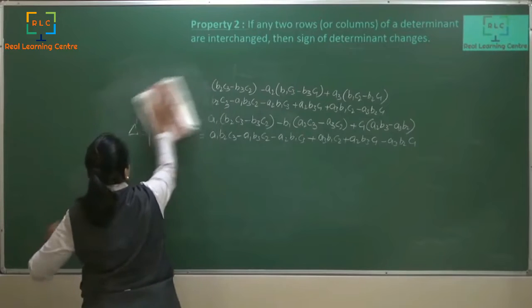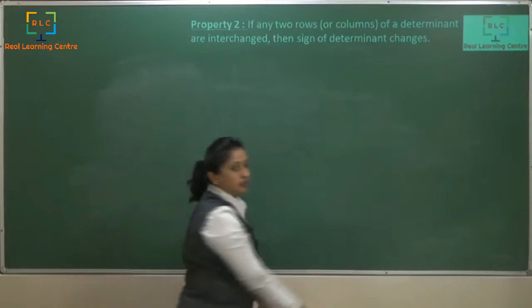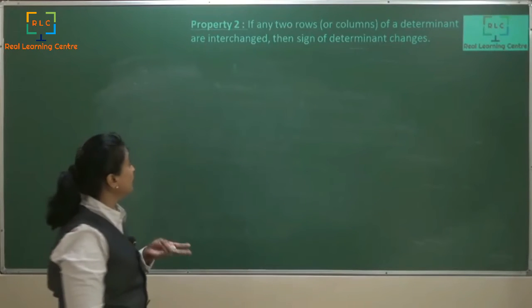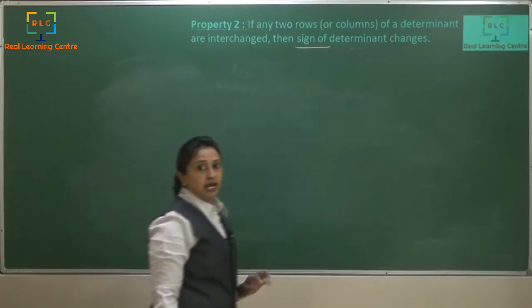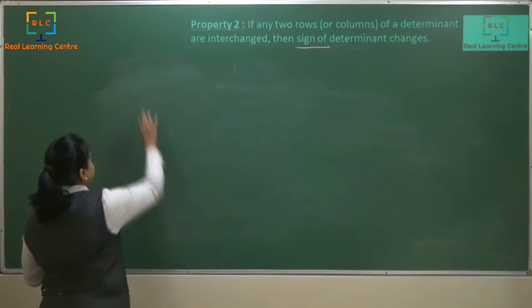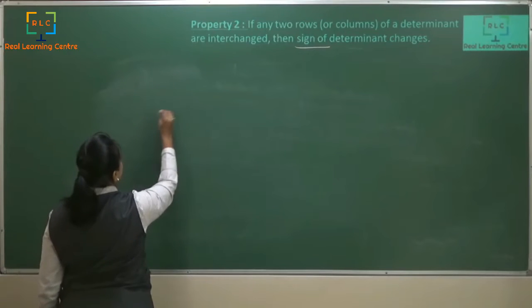Property number 2. Now here, instead of interchanging all rows and columns, if you interchange only 2 rows or only 2 columns, then what happens? Then the sign of the determinant will change. I shall tell you the example and then get into the regular delta. I forgot to erase this delta also.